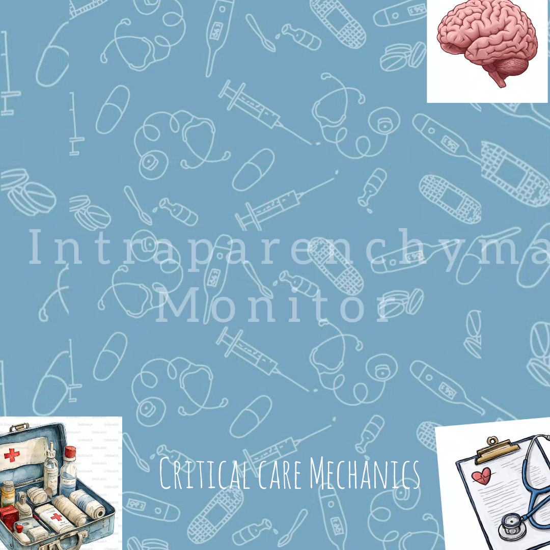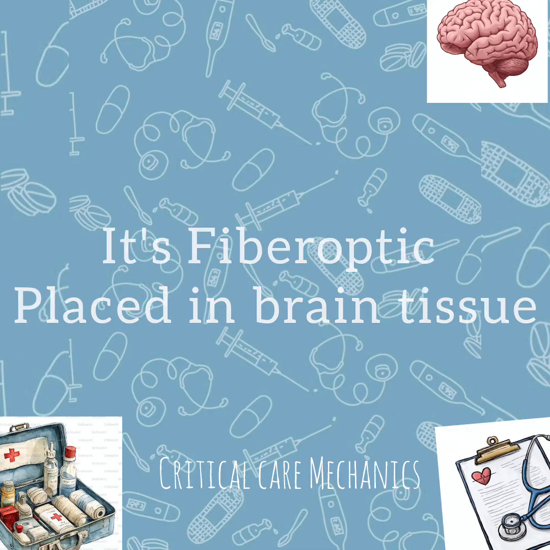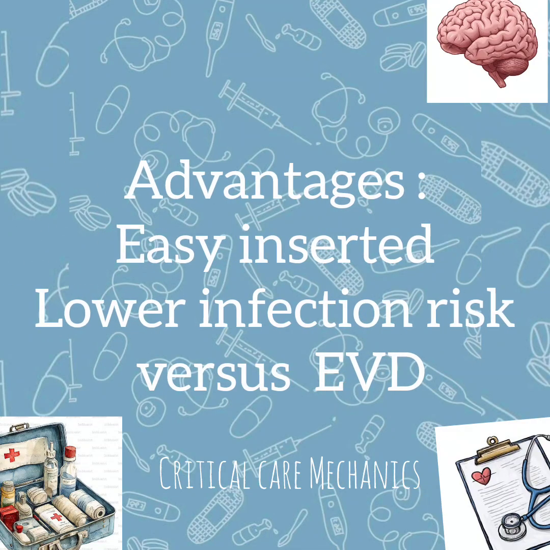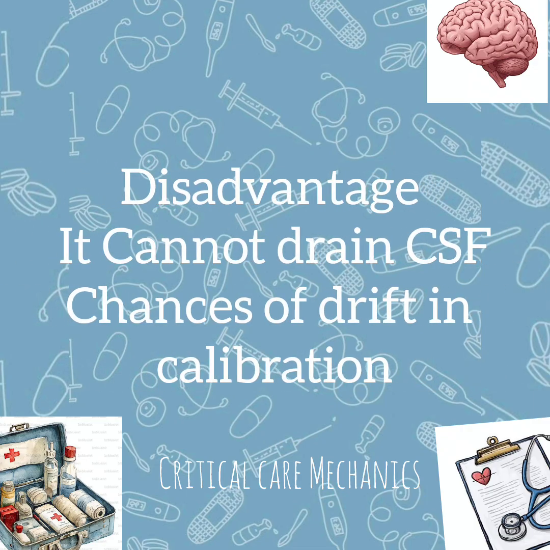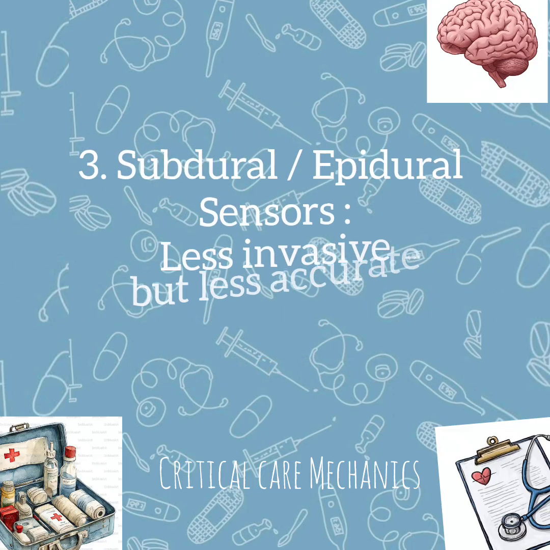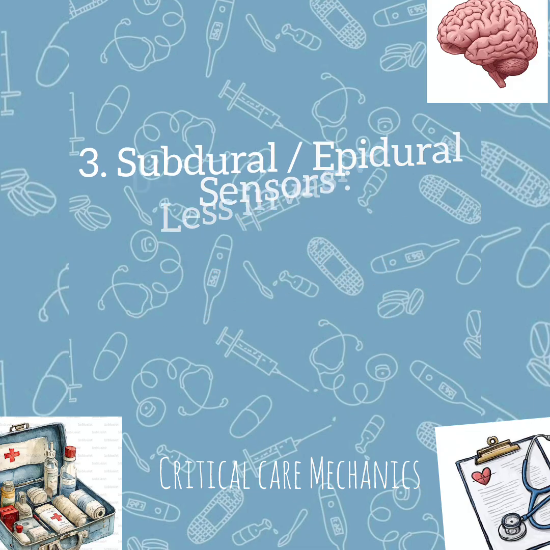2. Intraparenchymal monitor, it's fiber optic, placed in brain tissue. Advantages are it is easily inserted, with lower infection risk versus EVD. Disadvantages are that it cannot drain CSF and there is a chance of drift in calibration. 3. Subdural and epidural sensors. They are less invasive but less accurate.